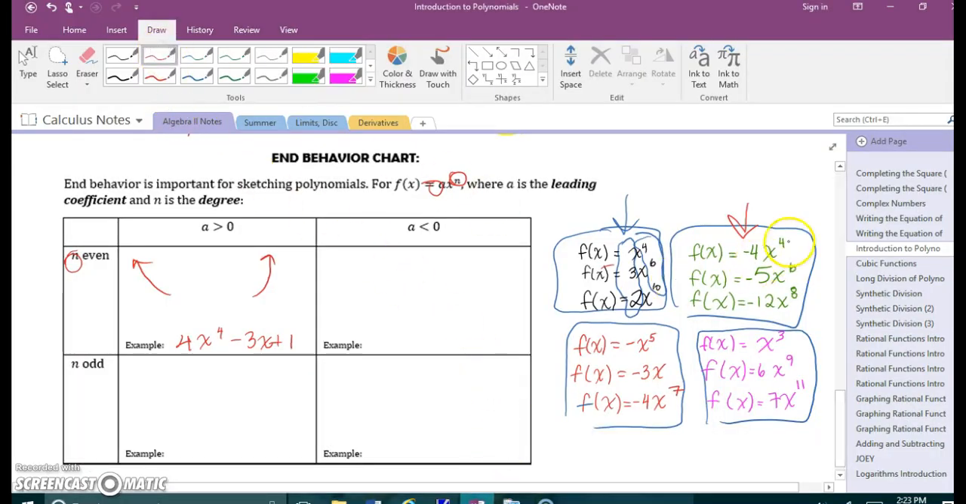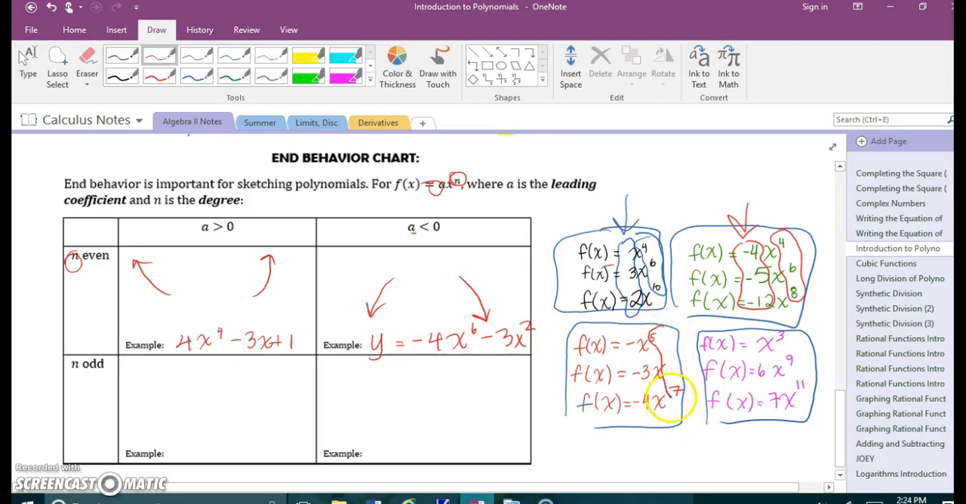So let's find that box. We have even degrees, negative leading coefficient. So here's my negative leading coefficient. Here's my even degree. Both ends go down. Anything could be happening in the middle. I'm not sure. But all I care about is the end. So an example of this would be like negative 4x to the 6th minus 3x squared. Something like that.